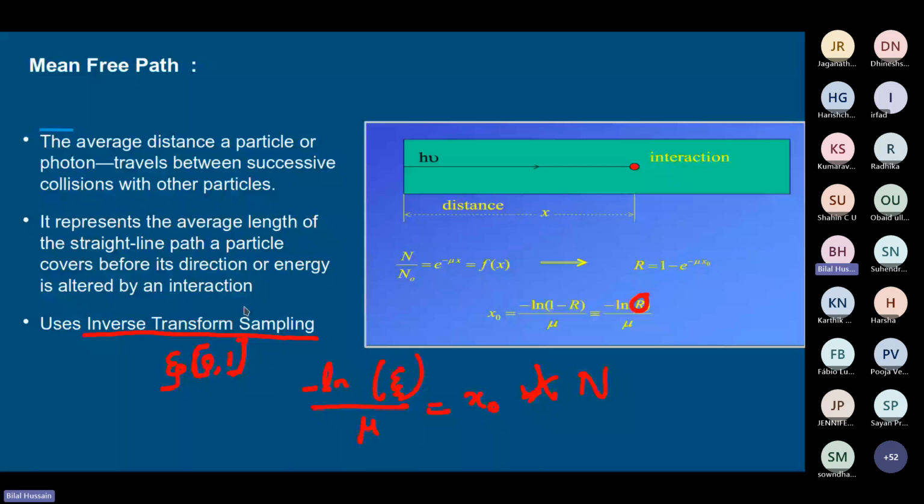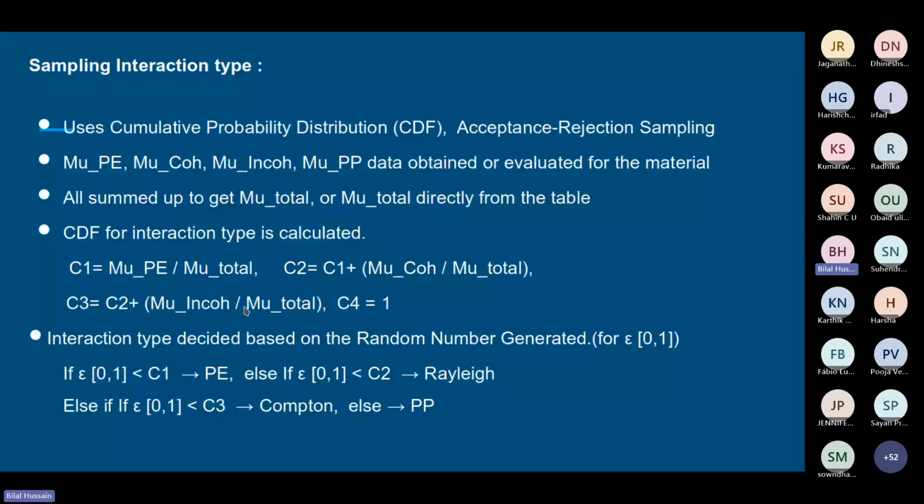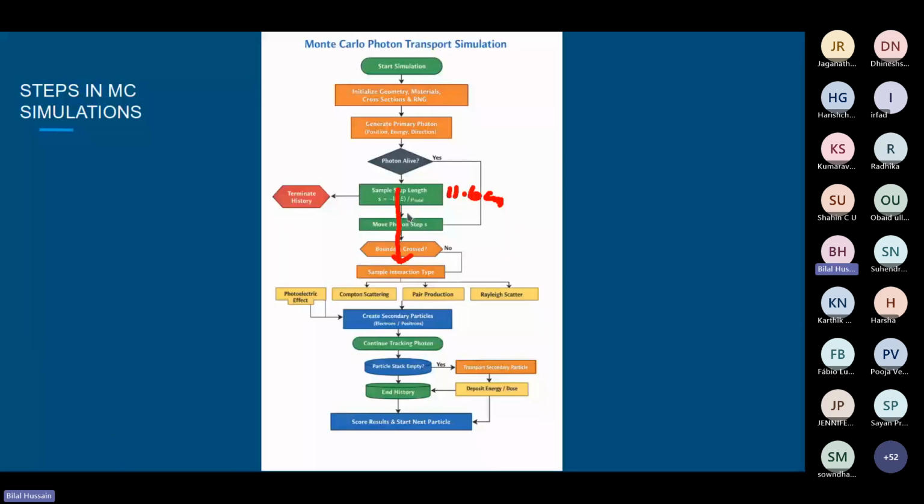The next step is the interaction time. Once the photon has reached the phantom, I reach this point here within the phantom. Now I have to first find out what type of interaction it has to undergo.